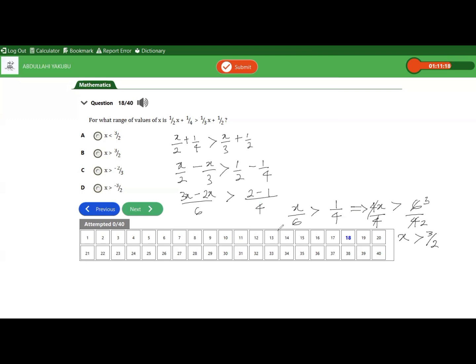So in our options, we have x is less than 3 over 2. We have x is greater than 3 over 2. And you have x is greater than minus 2 over 3. And you have x is greater than minus 3 over 2. The correct option here is x is greater than 3 all over 2. Is that clear? So that is about this.